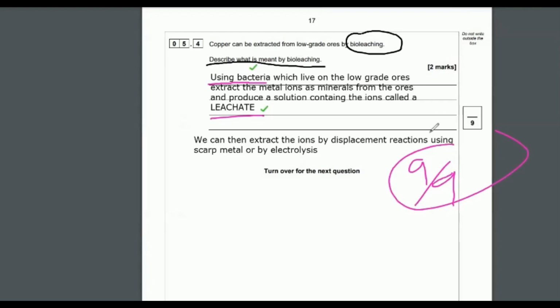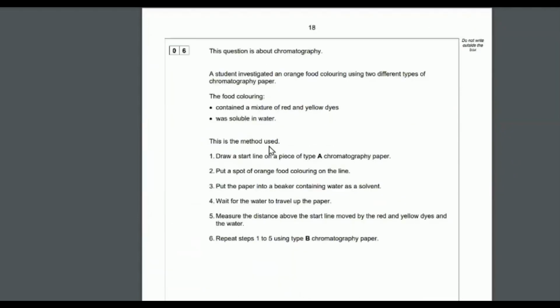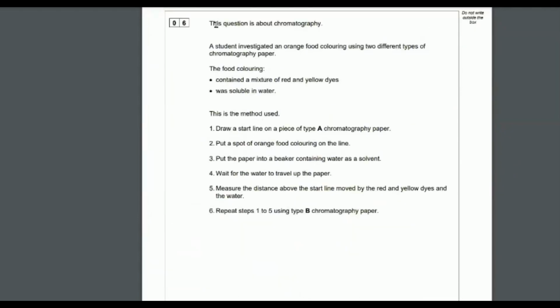Right, let's move on to the next question. So we're now on to question 6. This question is about chromatography. A student investigated an orange food colouring using 2 different types of chromatography paper. The food colouring contained a mixture of red and yellow dyes. It was soluble in water.